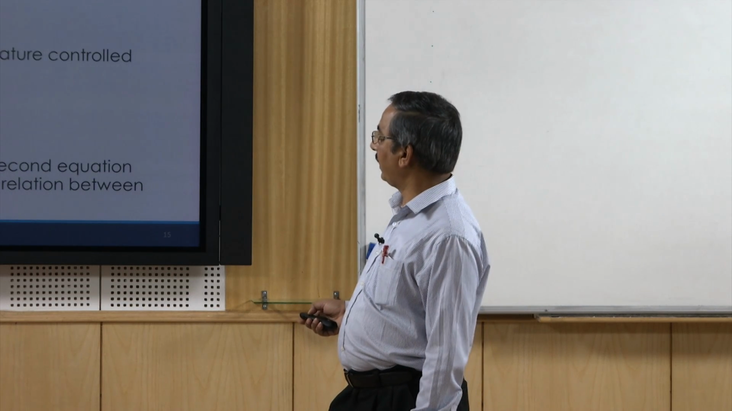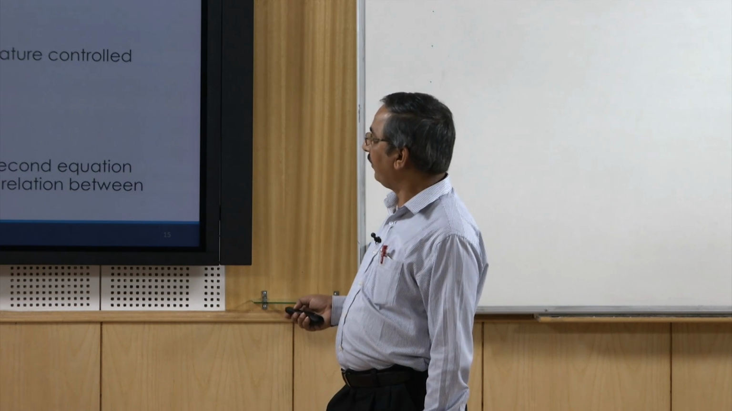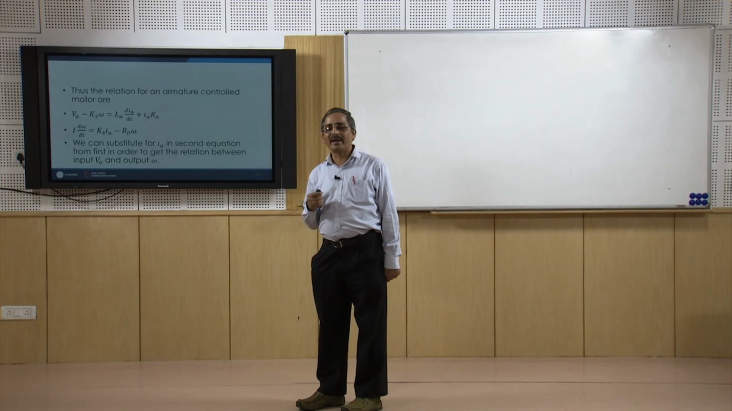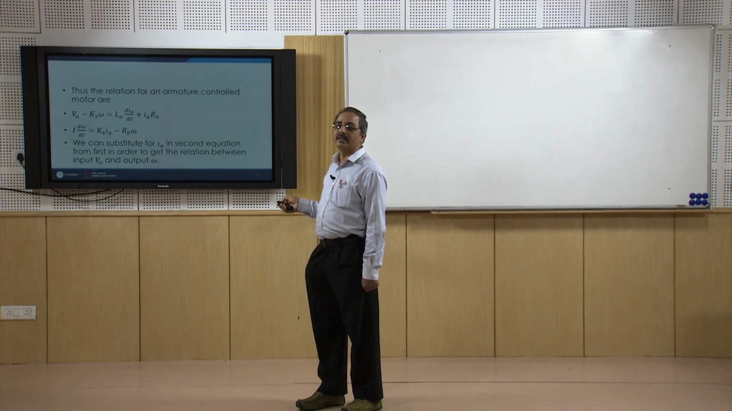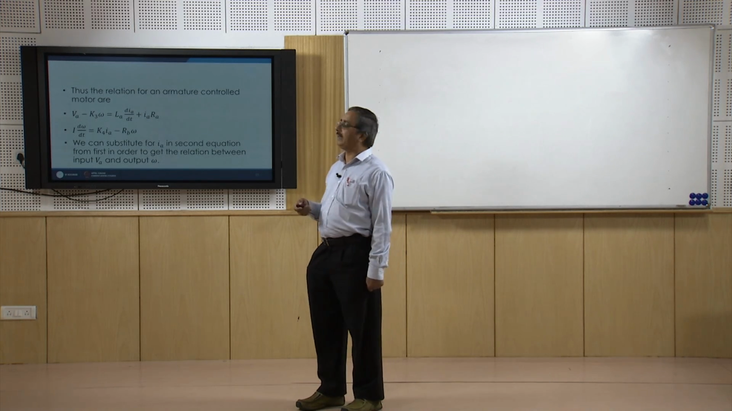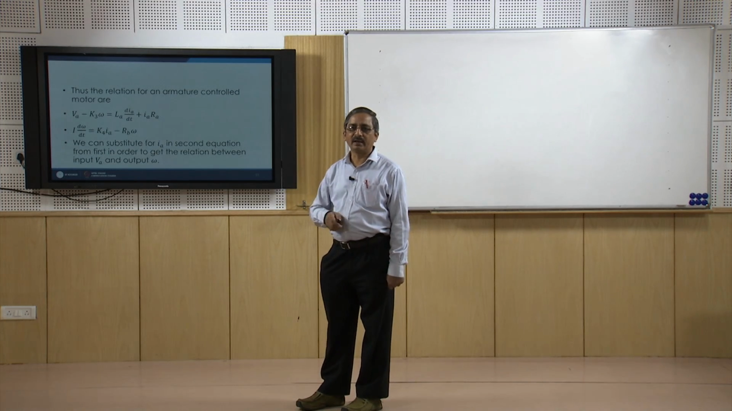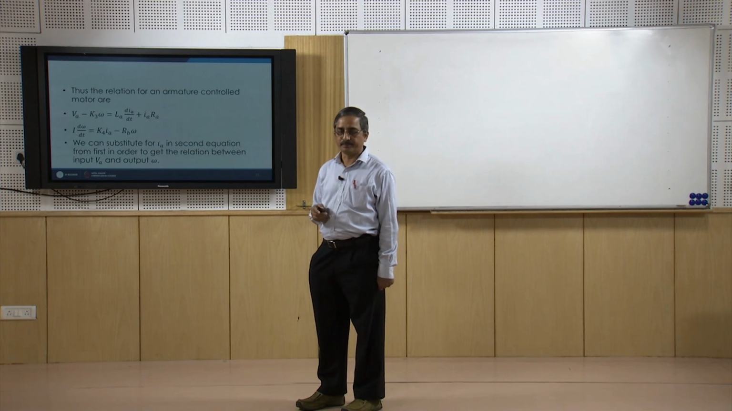So, from here, if I can eliminate IA by substituting it into this equation, then I can get an equation in terms of VA and omega. But you can see that these equations are in terms of derivatives. So, the best way would be to take the Laplace transform and convert these differential equations into algebraic equations and get a relationship between omega and VA. That we can always do, and I am leaving that as an exercise to you.